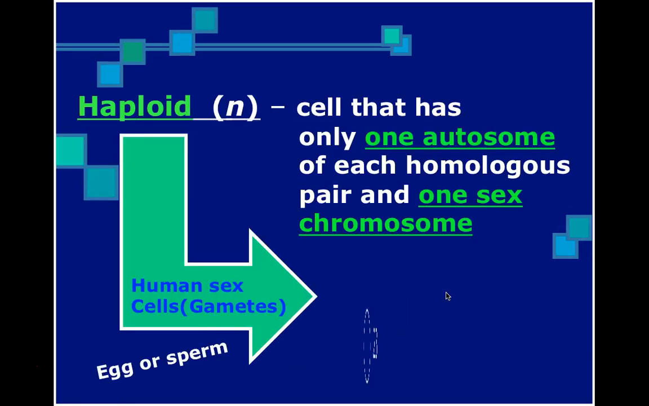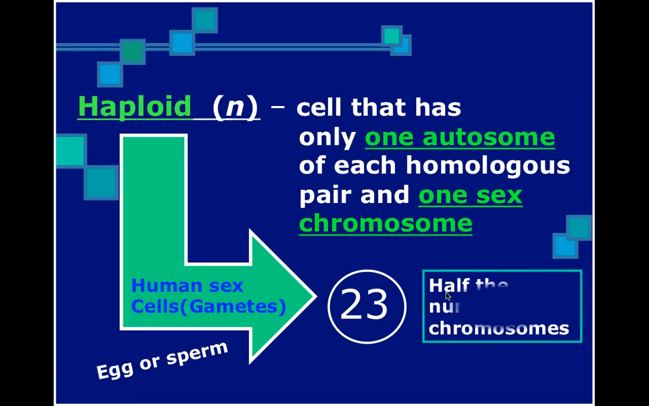The haploid cells, or you can think of half, H-A-L-F, haploid, right? It's half the number of the diploid. And the haploid cells, or the gametes, these are sex cells. They are only going to be egg or sperm. So if you are a female, your haploid cells, or your sex cells, are called eggs. If you are a male, your haploid cells, or your sex cells, that is your sperm.